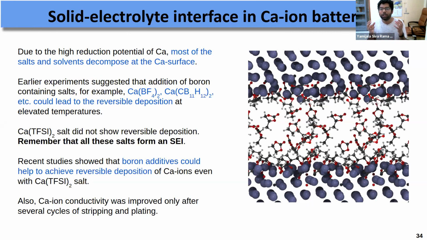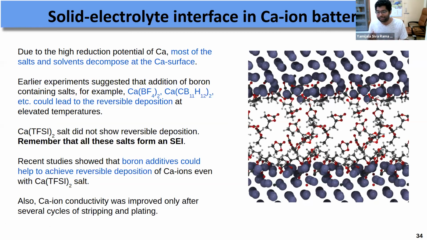So in this particular project, what we understood from the very recent experiments that were performed in April or so is, whenever the salts containing boron atoms are there, then calcium can be reversibly deposited on a calcium anode. This is what we have learned from the experiments. However, simultaneously, the experiments have also shown that if there is a salt like TFSI2 or something, they cannot reversibly deposit. So only boron containing salts can reversibly deposit. Moreover, if we add boron additives, then these salts which on their own cannot deposit can also be deposited now. So the addition of boron is doing something to these interfaces is what we learned.